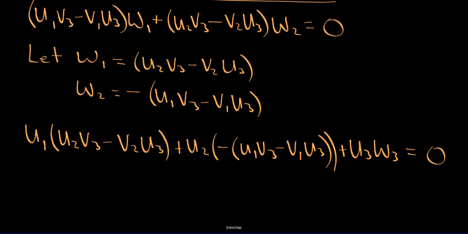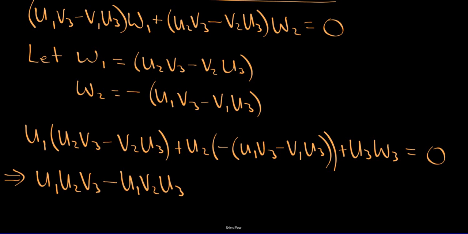Here we go. Now let's see what's going to happen here. If I go through this now, dig this: I've got U1, U2, V3 minus U1 V2 U3. I just cleared my parentheses there. That's like preschool algebra. And then over here, we have to be careful. If I distribute through here, this is what I'm going to get.